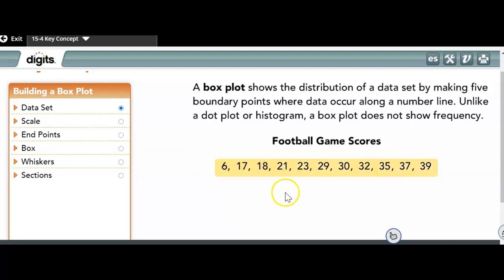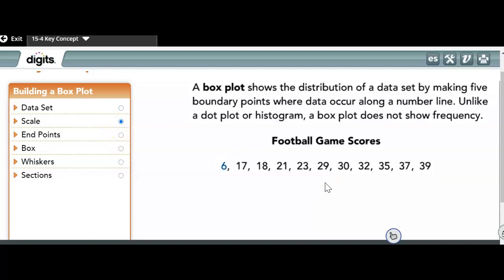Now our data values are in order from least to greatest, so we can accurately find the medians, the min, the max, and the lower and upper middle. With this data, we need to find a scale because a box plot is on a number line.